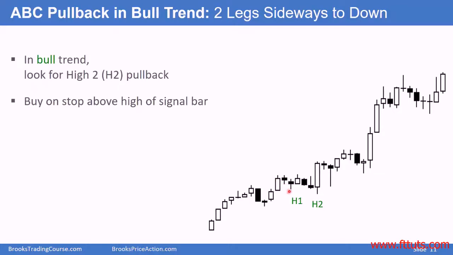So you have a bull trend and then A, B, C. A 3-legged correction, 2 legs down, 1 leg up. A leg down, B leg up, C leg down, and then bull trend resumption. And traders would buy using a stop order above the high of the bar.